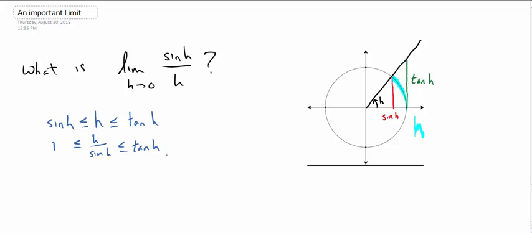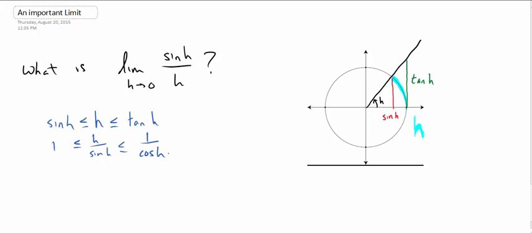It would be tangent h divided by sine h, but we know that if we simplify that, since tangent is sine over cosine, this becomes 1 over cosine h. Now, it's legal to divide by sine of h because we're going to be looking at what happens as h approaches 0, not what happens when h is 0. So we don't have to worry about dividing by 0 in this case.